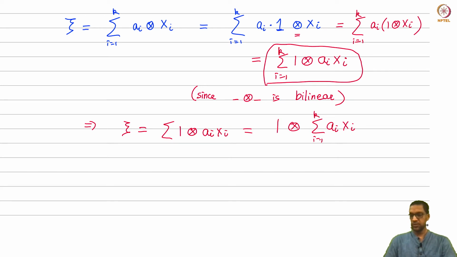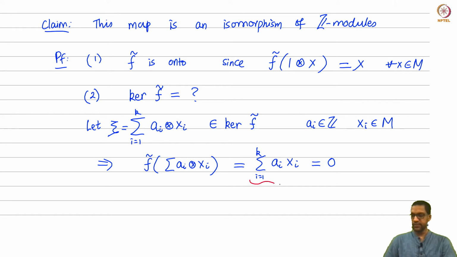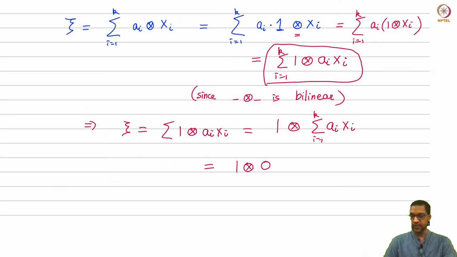Okay, so this is the same thing again by bilinearity. And now recall, this is just the element 1 tensor 0, because we have just shown that summation ai xi is 0. That was our assumption, that this element is in the kernel. So therefore this element xi we started out has this other nice expression, it's just 1 tensor 0. But now recall, that's exactly our earlier proof that 1 tensor 0 is actually the element 0 of this module.